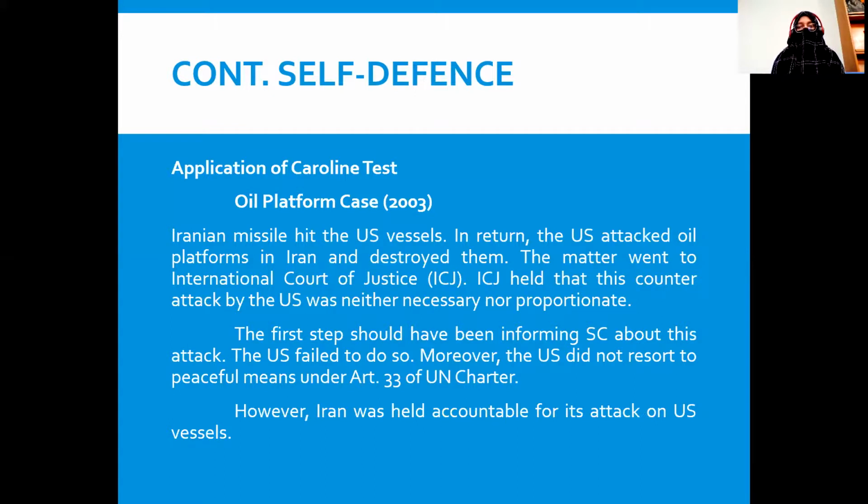Now we see the application of the Caroline test in the Oil Platforms case of 2003. In this case, there were certain Iranian missiles that hit US vessels. In return, the US attacked certain oil platforms in Iran and destroyed them. This matter then went to the International Court of Justice, where the court held that the attack by the US was neither necessary nor proportionate. The first step that the US should have taken was to inform the Security Council about this attack, but the US failed to do so. Moreover, the US did not resort to peaceful means under Article 33 of the UN Charter. That should have been the first step of the US. After establishing these principles, the ICJ goes on to hold Iran accountable for the attack on the US.